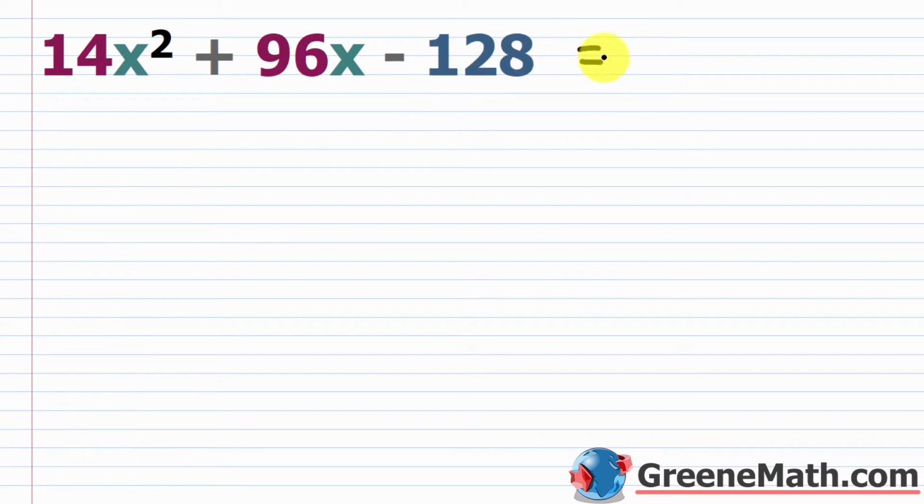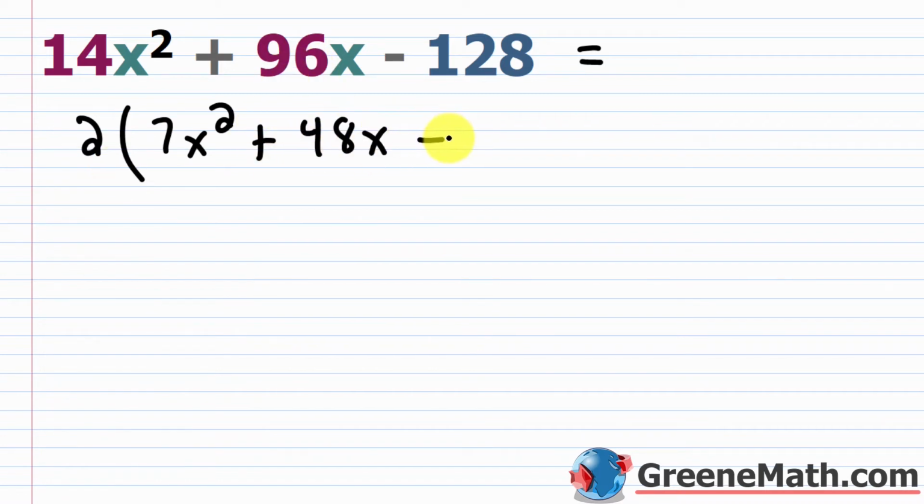So again, the first thing I want to do when I encounter any factoring problem is pull out the GCF if it's not 1. In this case, you'd notice that 14, 96, and 128 are all even numbers. So I know at minimum I can pull out a 2. Usually I'll pull that out first and see if there's something else I can get out. But in this case, that's all you can do. So this would be 7x squared, plus, if I divide 96 by 2, I get 48, so 48x. And then minus 128 divided by 2 would be 64.